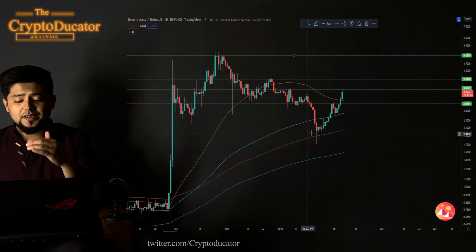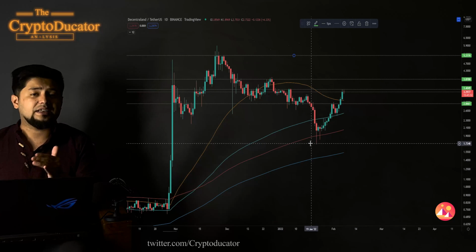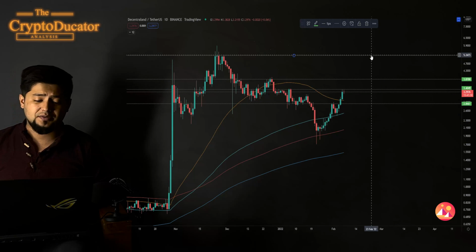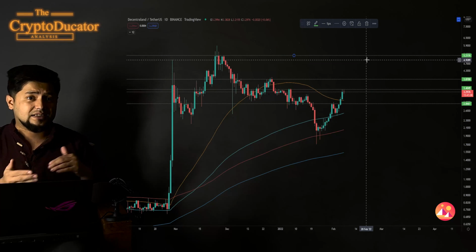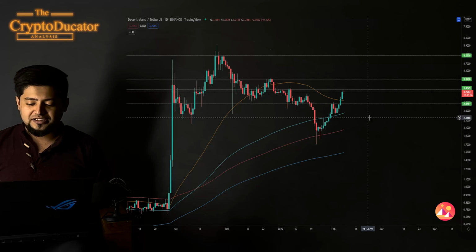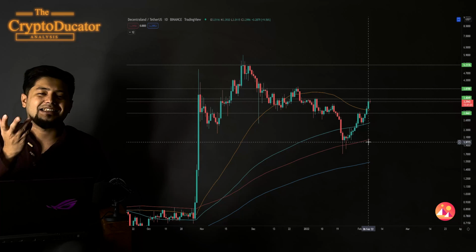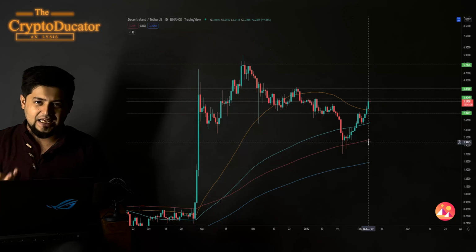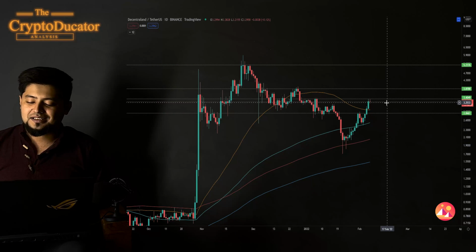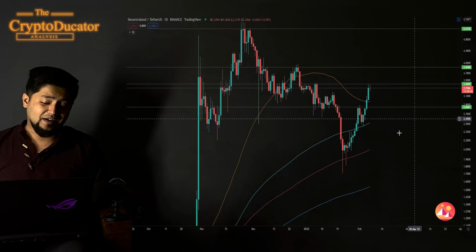Maybe it's going to be easier for Decentraland to simply roll all the way towards the previous all-time high as compared to the Sandbox itself, guys. I don't know what's happening fundamentally, but the price action is telling us that yes, the momentum on Decentraland is greater than the Sandbox itself, right? These are the key areas of levels that you have to be really, really cautious about.